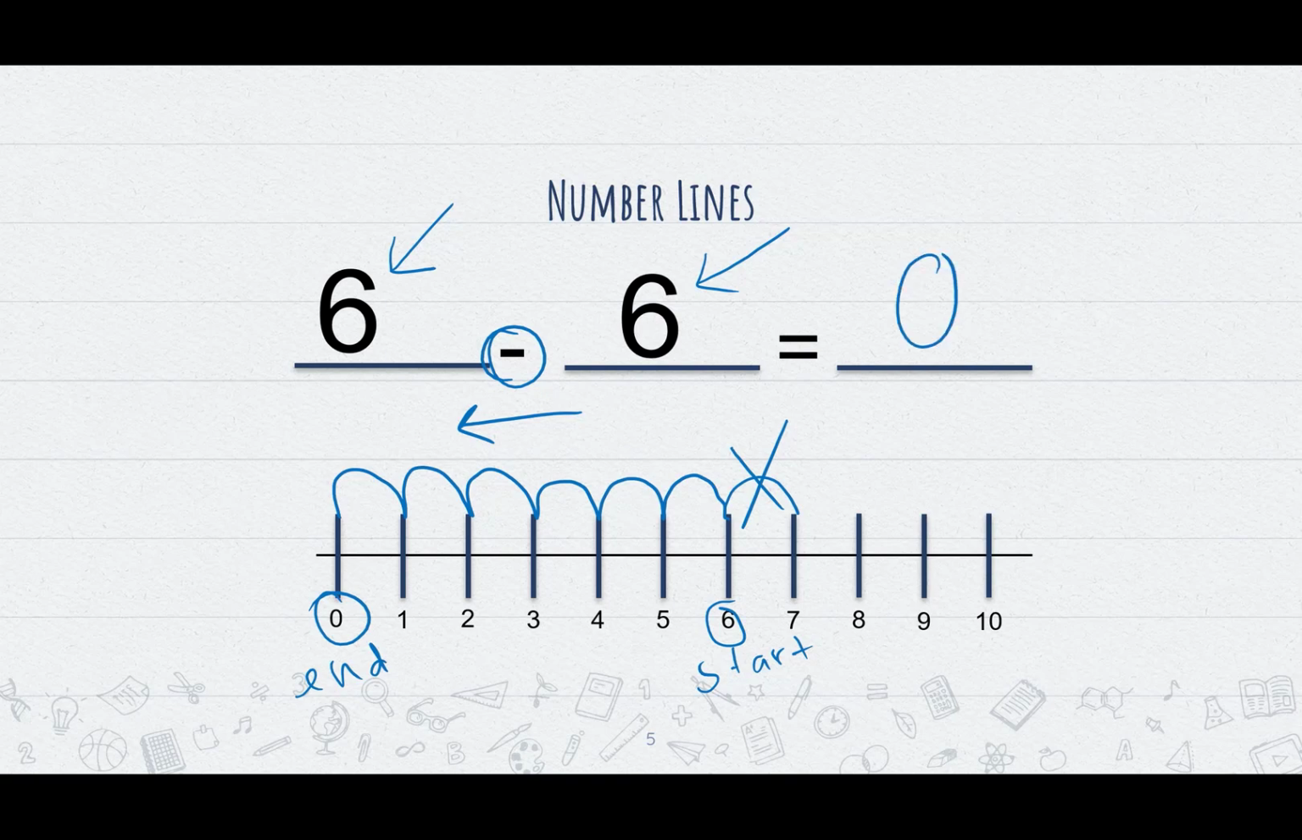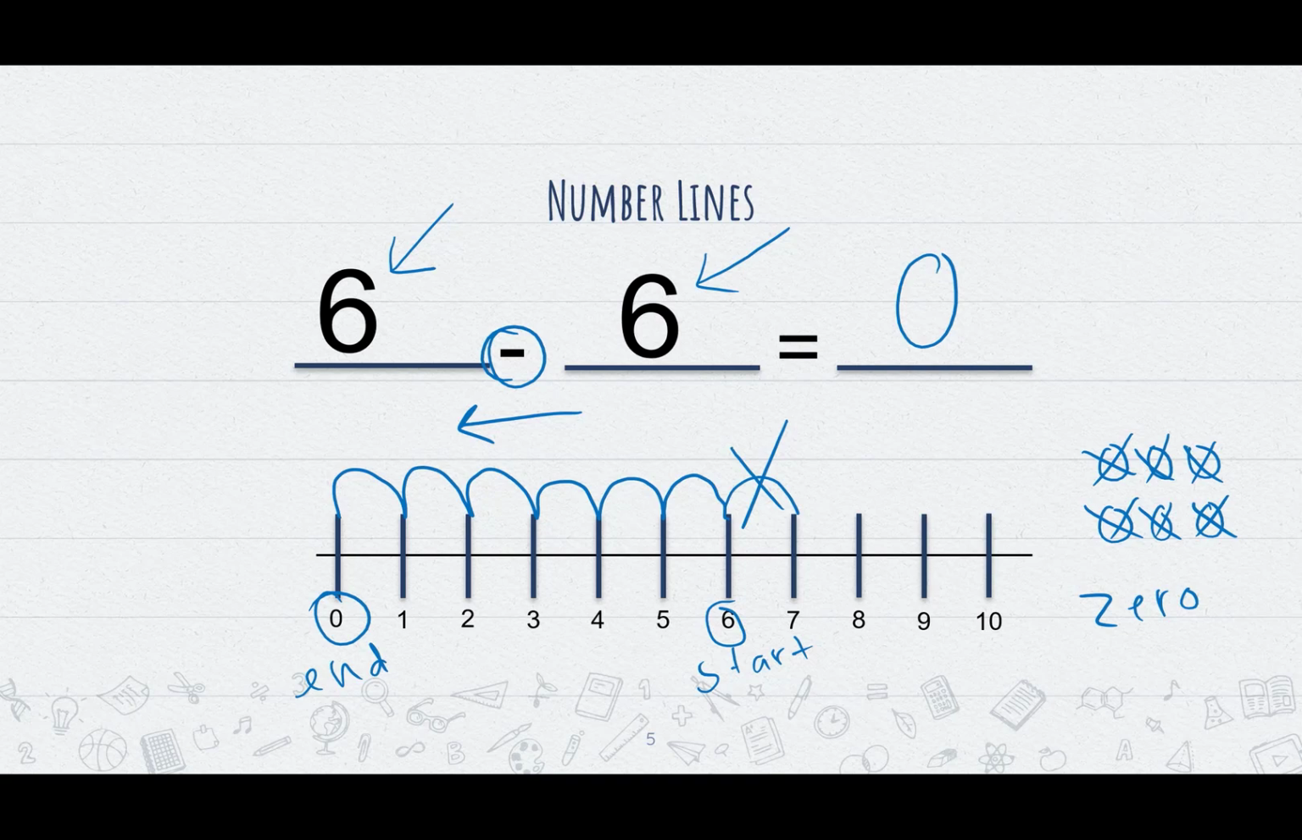And we can check our answer. We can say I have 1, 2, 3, 4, 5, 6 counters. And if I take away 1, 2, 3, 4, 5, 6 counters, then I have 0 counters left. There's none left. I crossed them all out.